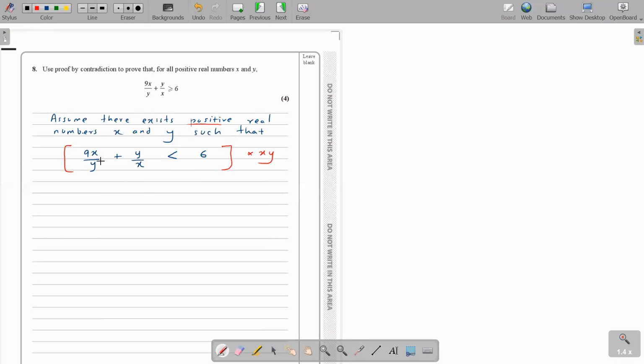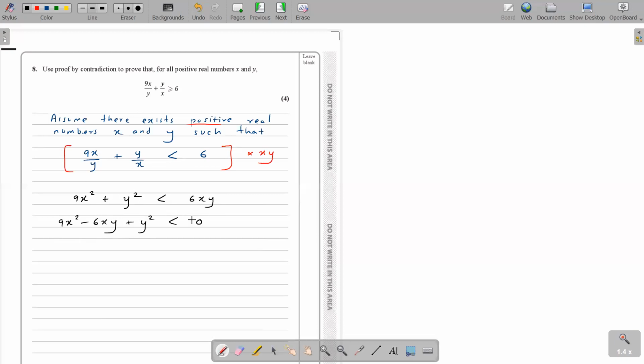Okay, what do we get here? 9x over y into xy is 9x square. y over x into xy is y square. Less than 6 into xy is 6xy. Take it to the other side: 9x square minus 6xy plus y square is less than 0.